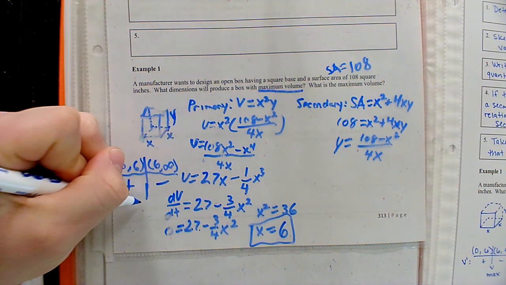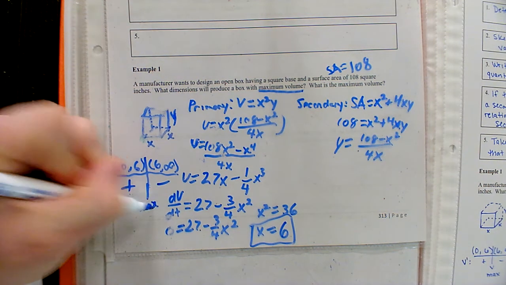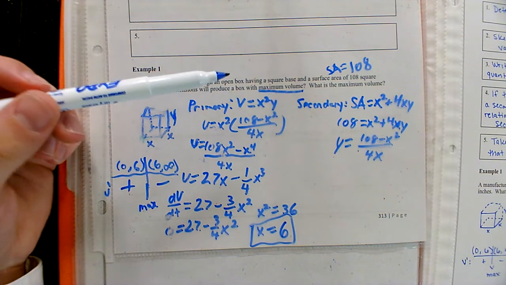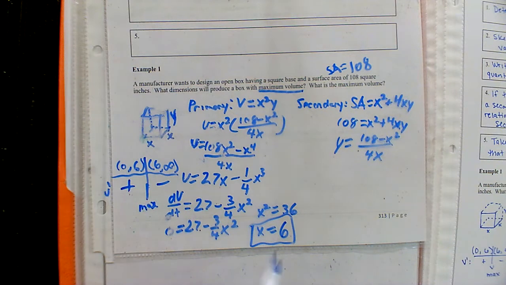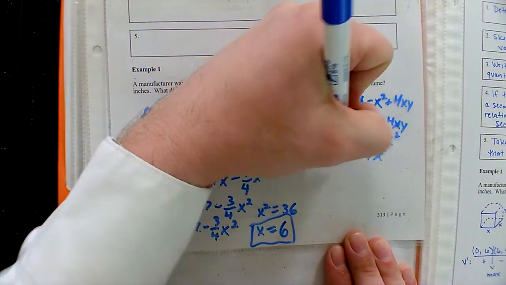So that tells us this is a what? A max or a min? It's a max. So that's what we're looking for, something that would maximize the problem. So we know at this value it will maximize it. So we know the x value would be 6, but we need a y value. Well, we've already solved it for y, so now we can plug our x value in to find y.